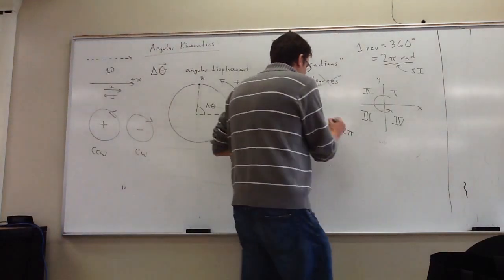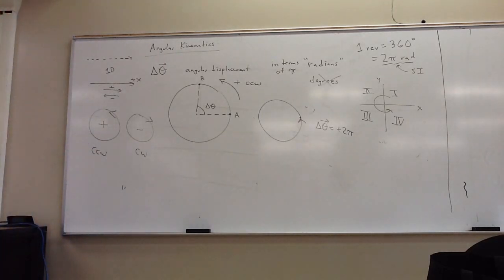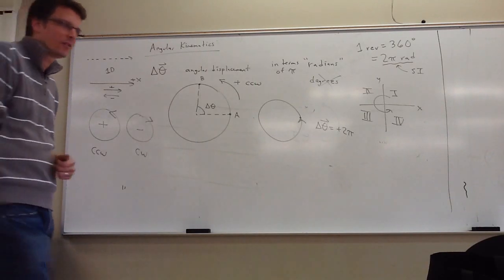So for us, it doesn't count if you go all the way around a circle and come back to the same point. We don't call the displacement 0. If you do 1 lap, it's 2 pi. If you do 2 laps, it's 4 pi, right? Displacement doesn't have to be 0.